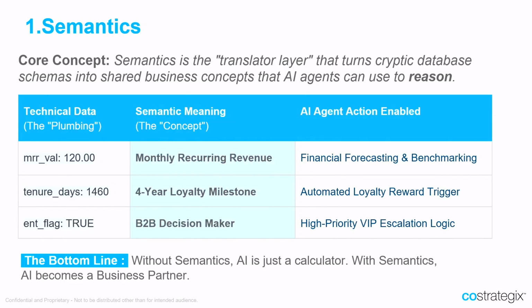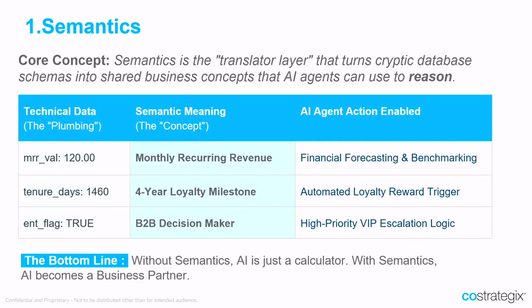And that changes, right? Because that's temporal. The more days elapse, the loyalty also changes. Same with enterprise flag equal to true, which means she's a B2B decision maker as well. So that's where the semantics comes into play. Without semantics, AI is just a calculator. With semantics, it becomes a business partner. It begins to become a business partner. There's more pieces to it.